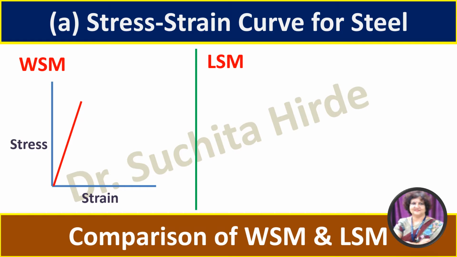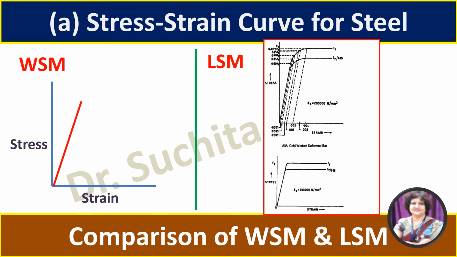So there is linear variation in case of working stress method. Now in limit state method, if you refer to page number 70 of your IS 456, you can see the stress strain curve for steel. In this curve, the initial portion is in elastic stage, whereas the horizontal portion represents the plastic stage. So limit state method takes into account the elastoplastic stress strain behavior of steel.